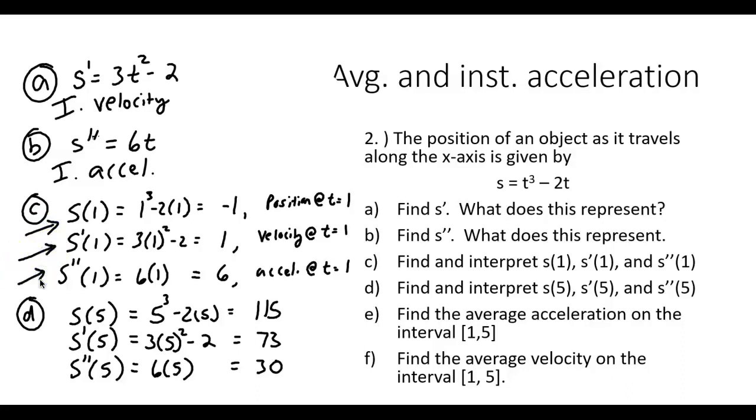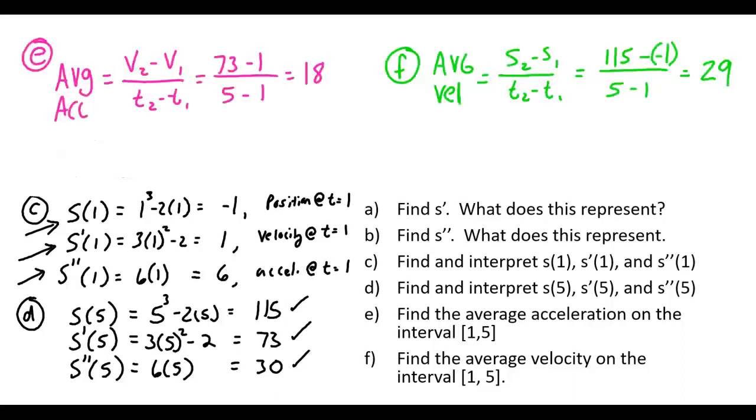And for those answers, I end up getting negative 1, 1, and 6. The first one tells you your position at t equals 1. The second answer tells you your velocity at t equals 1. And the last one tells you your acceleration at t equals 1. Part D is a repeat of part C. It's just that they do it with a value of 5. And so the first one represents a position, this one represents a velocity, this one represents an acceleration, all at the time value of t equals 5. So let's go ahead and move on to taking a look at parts E and F now.